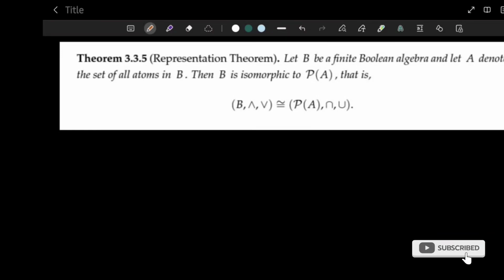In today's video, we will be learning about one of the most important and beautiful results in algebra, Boolean algebra, that is the representation theorem. The theorem tells us that every finite Boolean algebra is just like a power set, simple and structured. I'll explain it step by step in a clear and intuitive way so you'll never forget it.